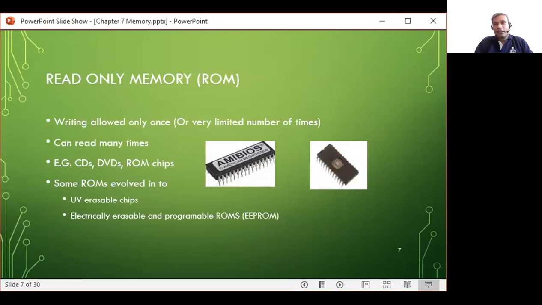The UV rays erase the parts of this memory. So you can, in a way, erase it and rewrite on it. Later on, this changed a little bit further, and we had the opportunity to see chips that can be erased electronically. So these chips are known as EEPROMs, or electrically erasable and programmable read-only memories.